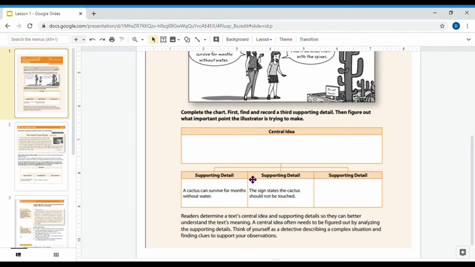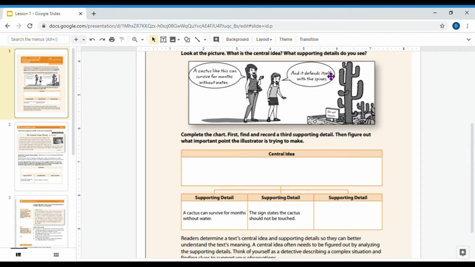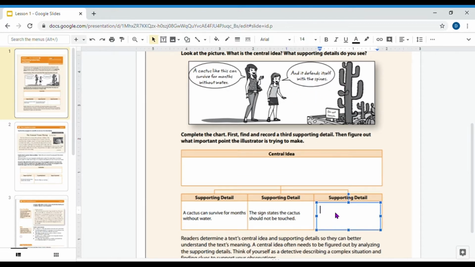It looks like supporting detail 1 is that a cactus can survive for months without water. And then supporting detail 2 is the sign down here, which I didn't even notice, states that the cactus should not be touched. So I think that our third supporting detail is going to be what the girl said. For my third supporting detail, I'm going to write that the spines of the cactus can protect it.